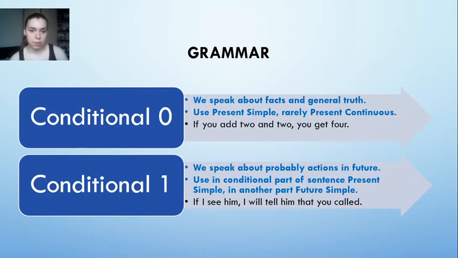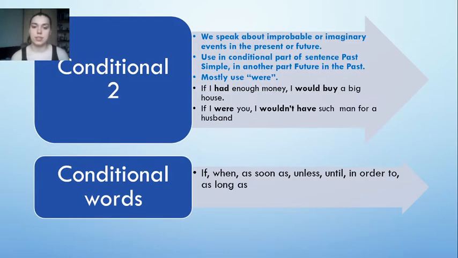Generally, we speak about general truths and some facts. For that, we use the zero conditional. And for very probable and possible actions or situations in the future, or even sometimes in the present, we use the first conditional. So let's go on with our revising.